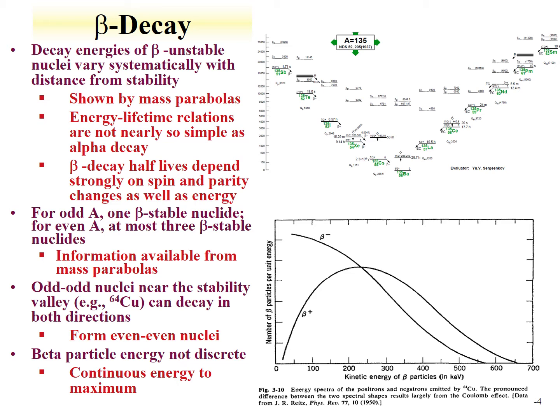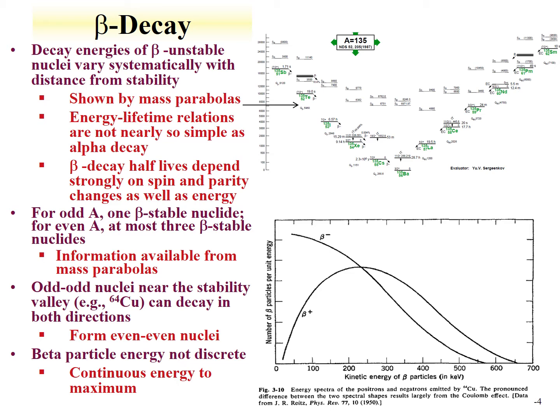Similar to alpha decay, there's systematic variations with beta decay energy and half-life. This is shown by the mass parabola here, where we see that there's this larger energy change as we go from more unstable to more stable beta isotopes. However, unlike alpha decay, with the Geiger-Nuttall equation, there's not as strong a relationship, this linear relationship, as what's observed with alpha decay.